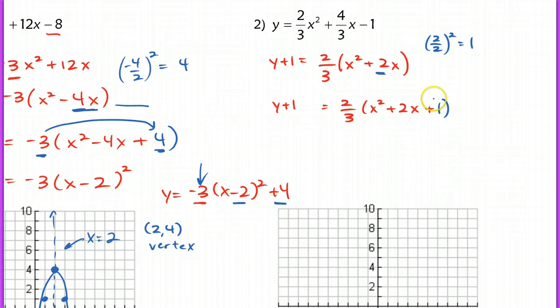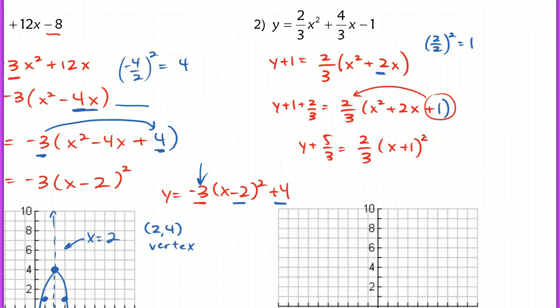Now I'm going to add to the other side, just to balance my equation, a factor of 1 times 2/3. So I'm going to add 2/3 over here. Now I'm left with y plus 5/3 equaling 2/3 times (x plus 1) squared. And now I can subtract over that 5/3 to end up with this function in vertex form.